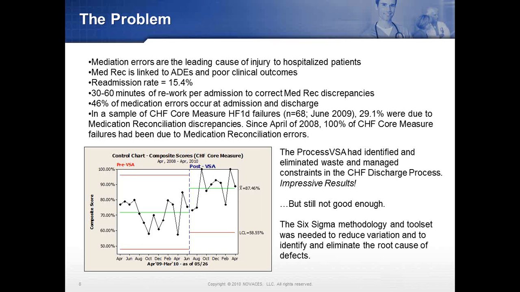So initially, in order to charter this project, we used a core measure HF1D sample and had about 68 patients. This was in June of 2009. And we used this to create our problem statement.